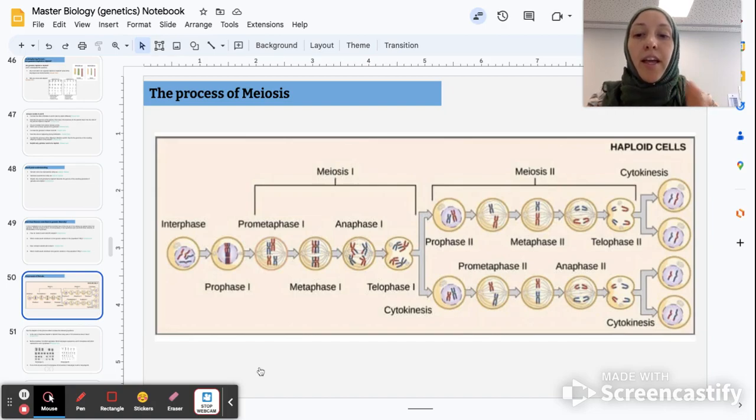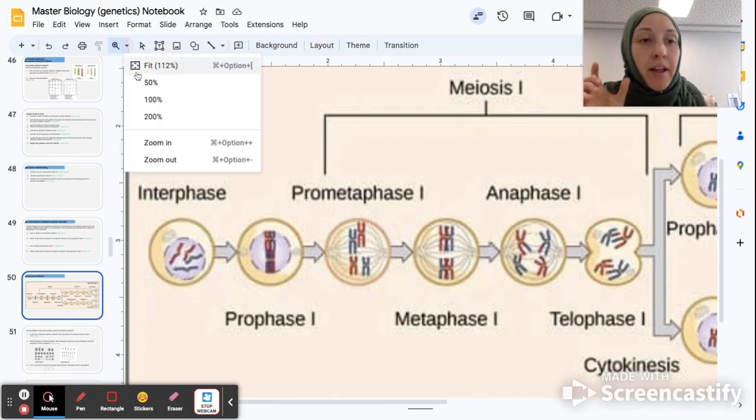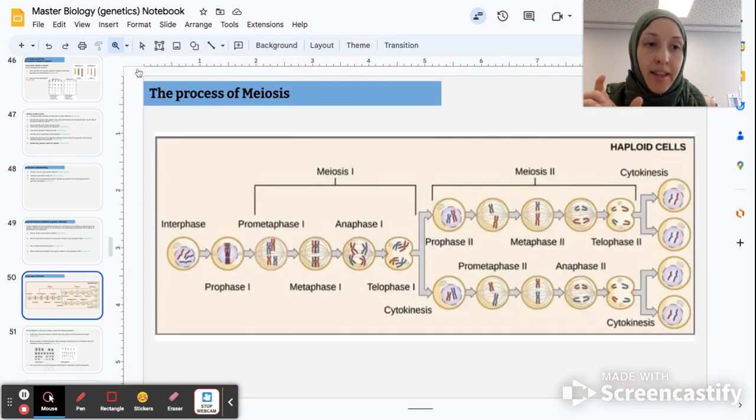So now if we take a look at the process of meiosis, we're starting here with interphase with a diploid cell. If you look carefully at this cell, we have 2 pairs of homologous chromosomes. We have a short pair and we have a long pair. Our homologous pairs should be the same length as each other.